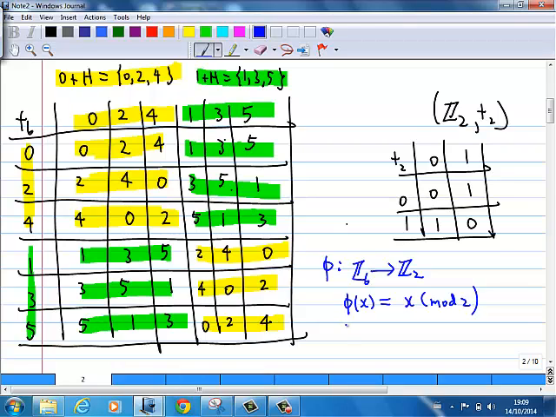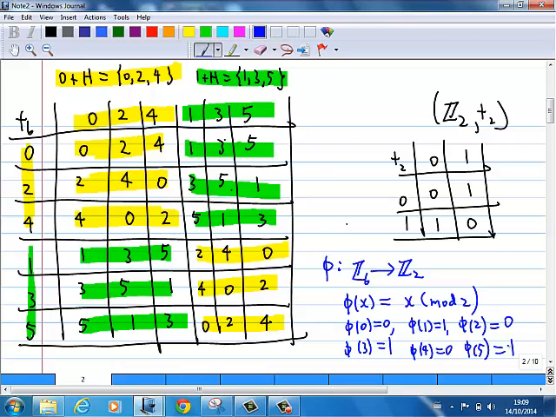Based on that, image of 0 is what? 0. Image of 1, 1. Image of 2, 0 again. Image of 3, 1. 3 modulo 2 is 1, right? Image of 4, 4 modulo 2 is 0. Image of 5, 5 modulo 2 is what? 1. So using this method, I find that 0 goes to 0, 2 goes to 0, 4 goes to 0.